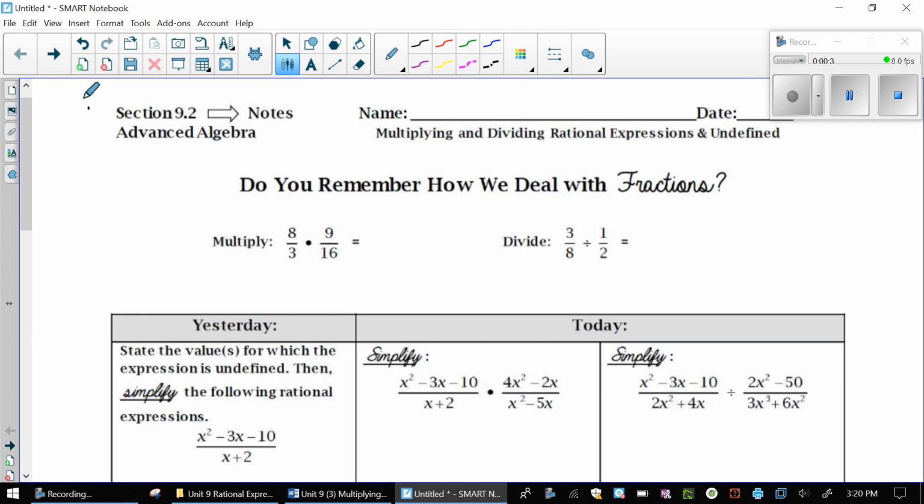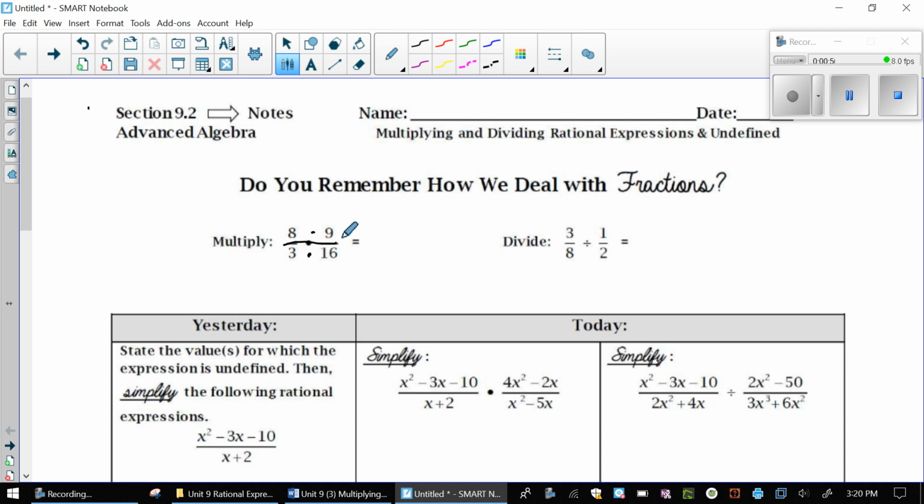So I like to remind you guys first, when we multiply, we could just multiply straight across the top, straight across the bottom. And I could multiply first and write 72 here, and 3 times 16 is 48. Or what I can do when we simplify fractions, we look for common factors of the numerator and the denominator, and we cancel them out. So let's look ahead and see some clues.